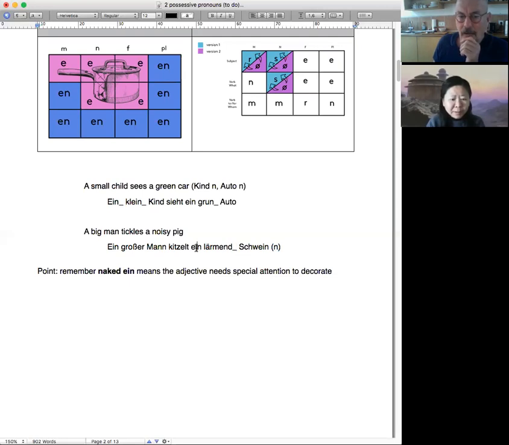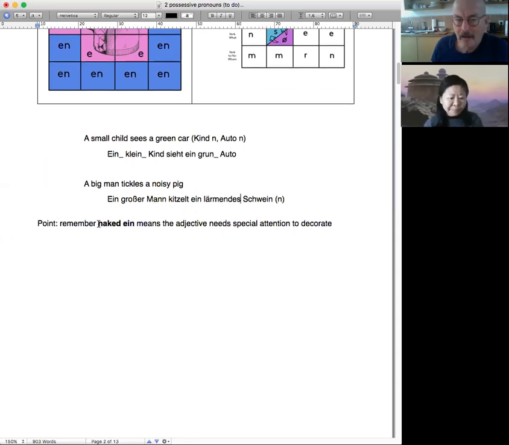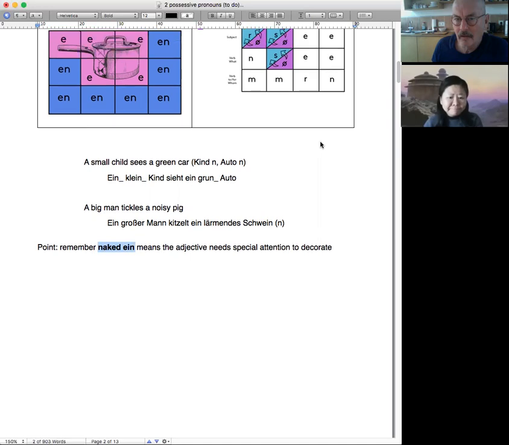It's row two, but what grid are you using? This one or this? Let me see. Yeah, it's the right-hand side, the mixed grid, the main grid. Yes, you have it. Okay, so that becomes letter lehmendes Schwein. So if it's naked ein, you need to use this grid.